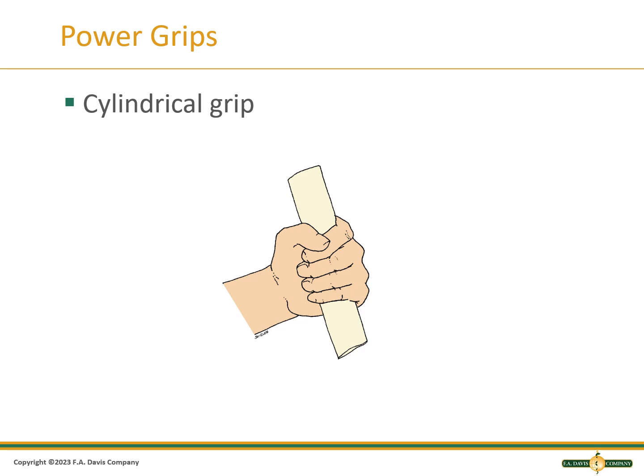Power grips. So remember at the beginning of this lecture we talked about how we have power grips and precision grips. Power grips are for force, precision grips are for fine motor. Power grips are going to include our cylindrical grip, which is where we have all fingers flexing around with the thumb in opposition, like we are holding onto a cylinder.